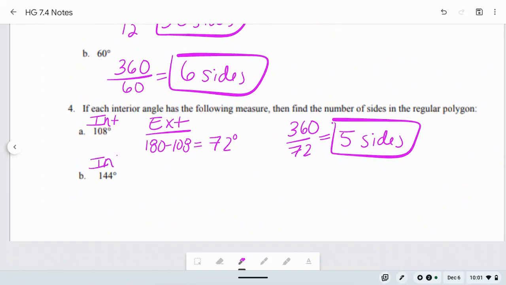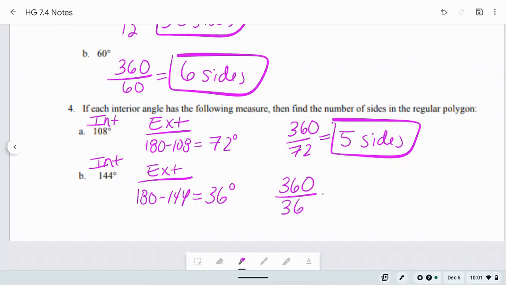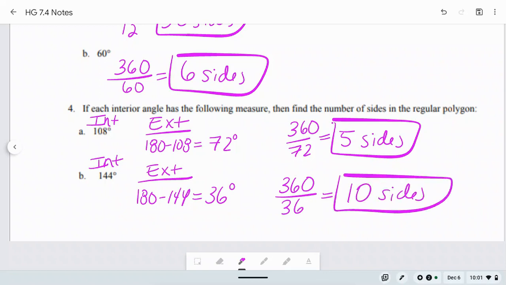So same thing with part B. The interior angle is 144 degrees. To find the exterior angle, I'm going to subtract that from 180. So I get that each exterior angle is 36 degrees. So now I'm going to divide 360 by 36 degrees to get the number of sides. So this would be a 10-sided figure, or a decagon.